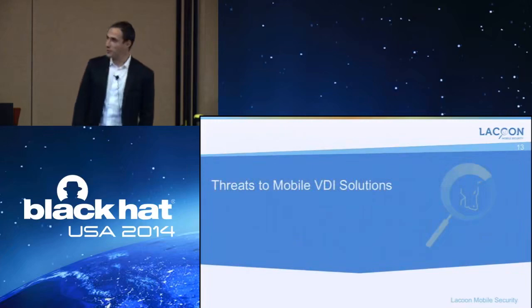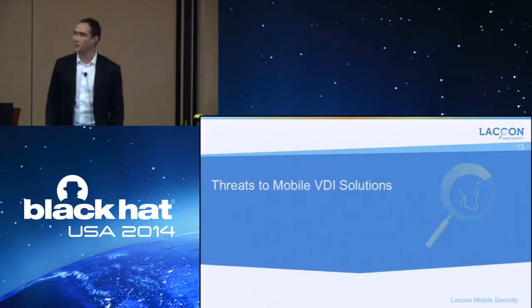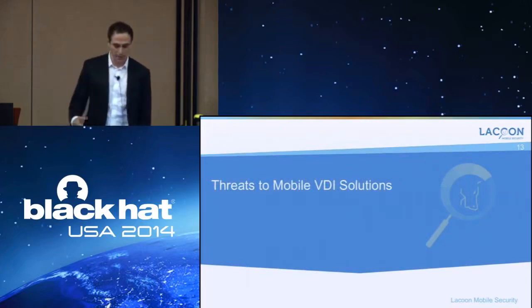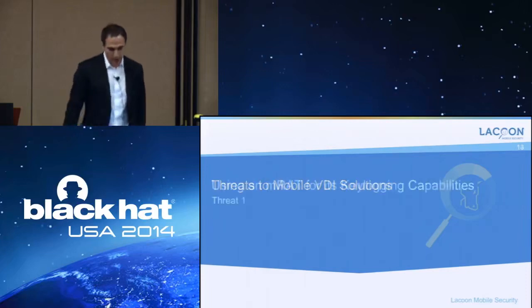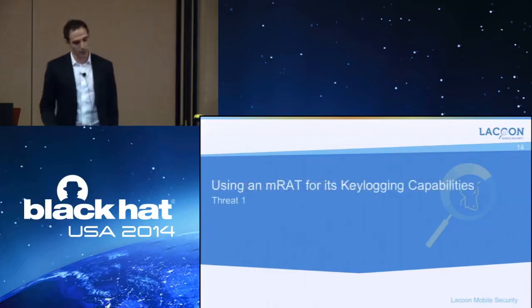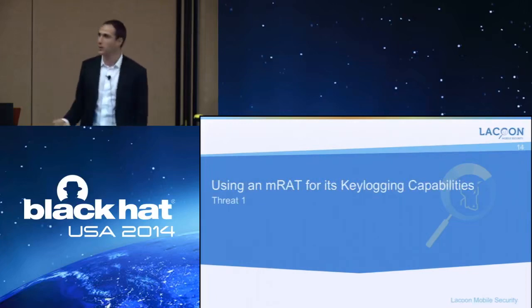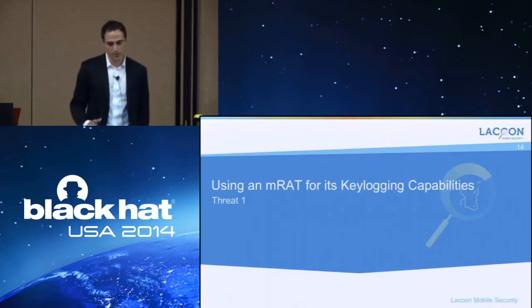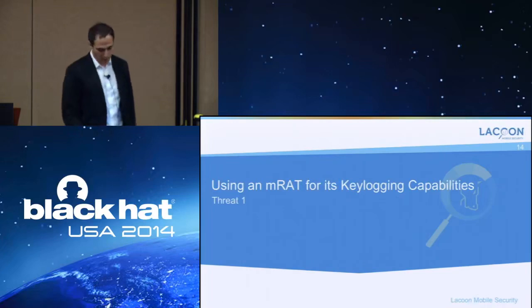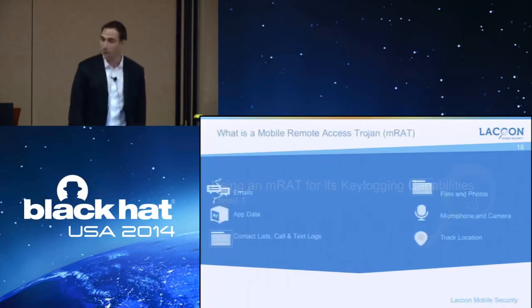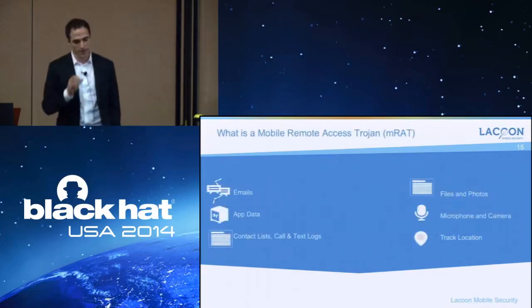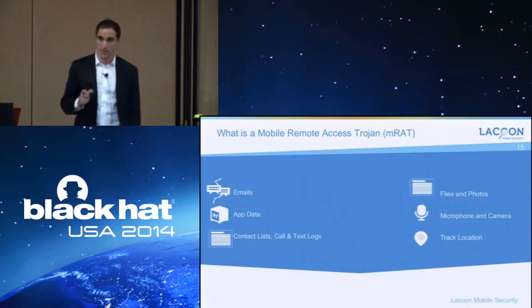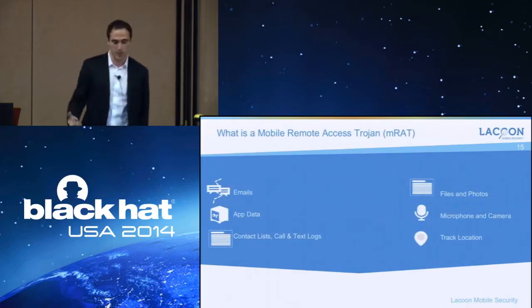Now, after we covered the overview and the architecture, let's start to talk about the threats. The first threat that we want to talk about is what we call mobile remote access Trojans with key logging capabilities. Probably some of you have heard about mobile remote access Trojans, but before we dive into the specifics of this threat, I would like to give you a quick overview of what a mobile remote access Trojan is and what the actual risk of finding one in the wild is.